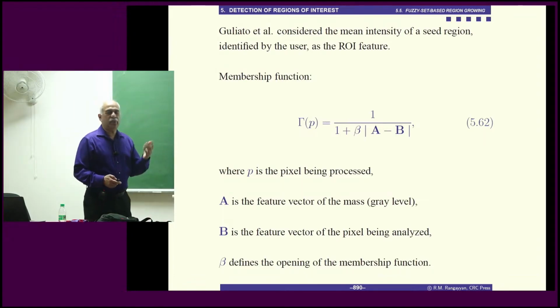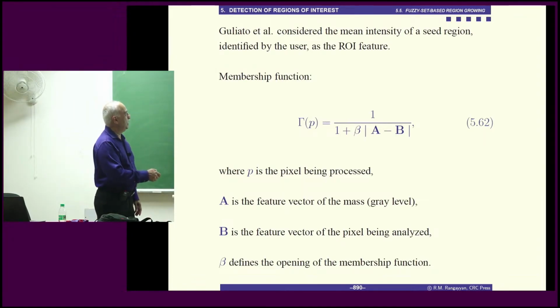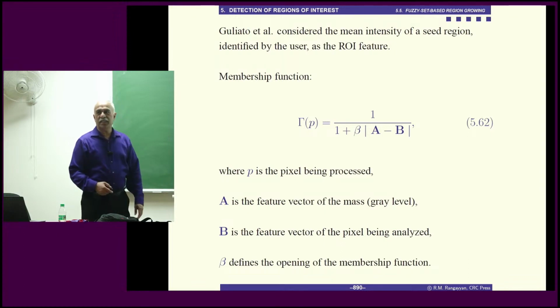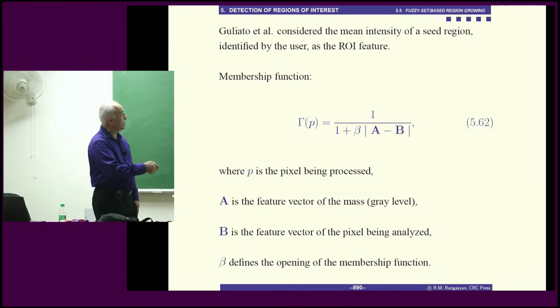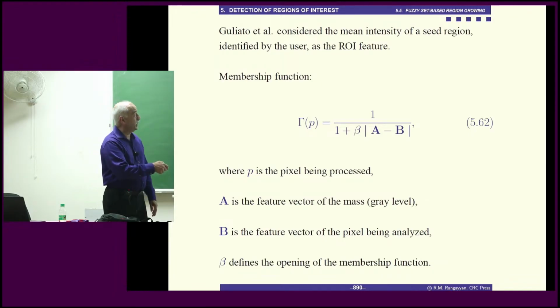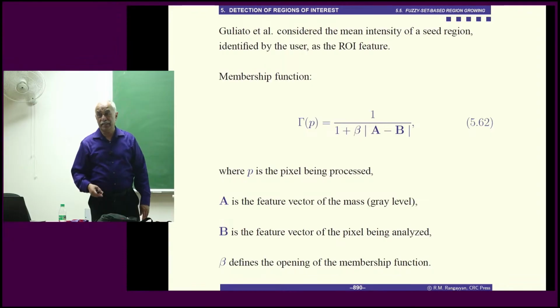In the simplest situation, this could be the seed value from where you're starting, where you know it is a mass, and the other one could be the current connected pixel, like the region growing we did. But now there is another factor controlling this, and it is 1 over 1 plus that. You can even put a function here, some exponential function or something else.